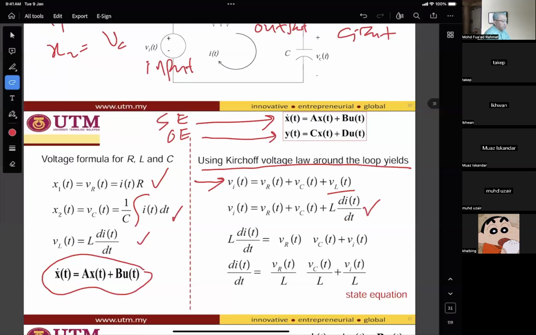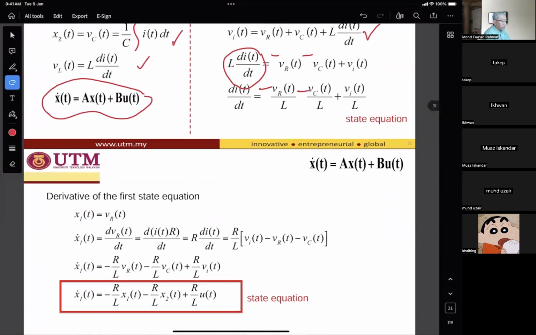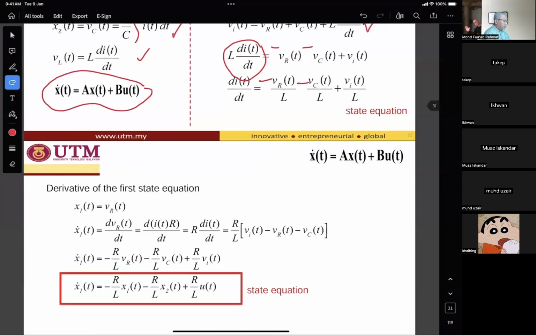Then we bring L dt to the left, and Vi we move to the right. So what will happen is this one is minus VR, this one is minus VC. So this one is di dt equals 1 over L Vi minus 1 over L VR minus 1 over L VC. So the derivative of the first state, x1 is equal to VR, x1 dot is dVR dt.